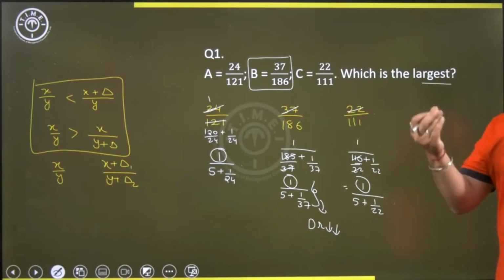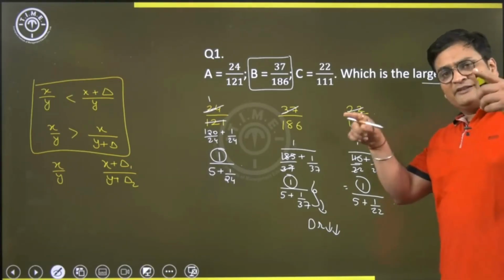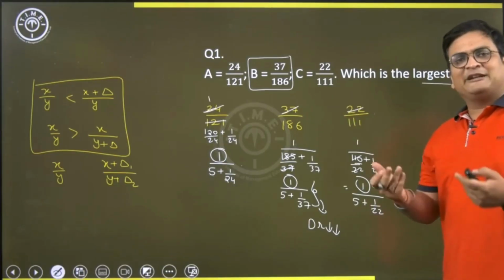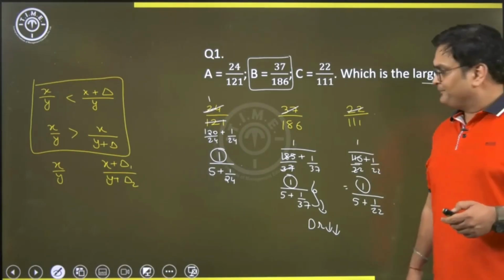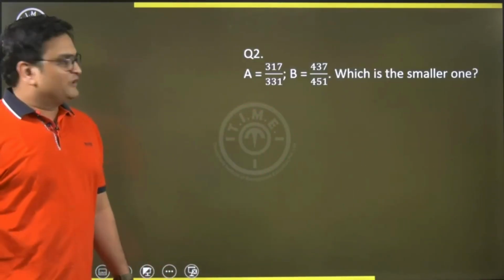So this is one of the ways of comparing the fractions, by making either the numerators equal or the denominators equal, depending on whatever case is feasible for us. I hope we are clear with this. There are some other cases, we'll also take them up.